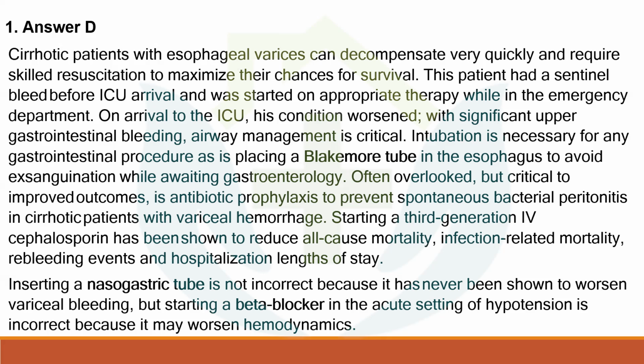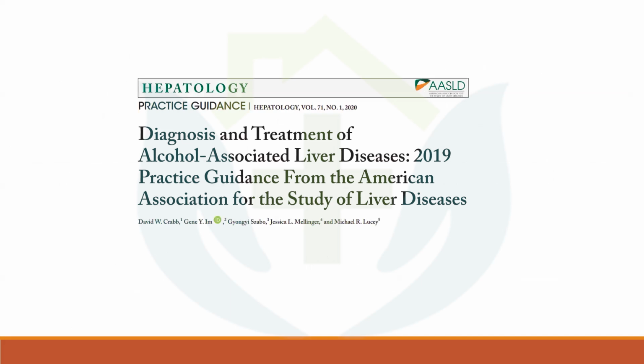Okay. Inserting a nasogastric tube is not the correct option, but it has never been shown to worsen variceal bleeding. Starting a beta blocker in the acute setting of hypotension is incorrect because it may worsen the hemodynamics. So beta blockers and a nasogastric tube are not helpful. The correct option was D. Let's move on to the next question. You can read regarding the diagnosis and treatment of alcohol-associated liver disease. Very good article in Hepatology in 2019. You'll get it on the net. It's very nicely given.